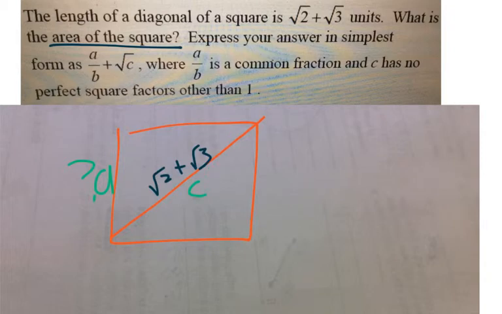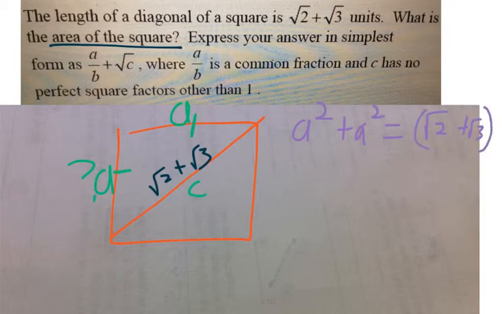But I have an a and a b, but since this is a square, I know these are the same length. So if that's the same length as this, they're both a. So it's really a squared plus a squared equals c squared. And c squared is just root 2 plus root 3 squared.